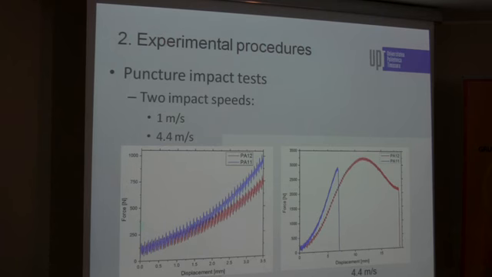Puncture impact tests were performed according to the standards, and we used two test speeds, 1 meter per second and 4.4 meters per second. Even though the polyamide 11 compound shows ductile behavior at slow strain rates, at high strain rates you have a brittle failure, while the other material has a semi-ductile behavior.